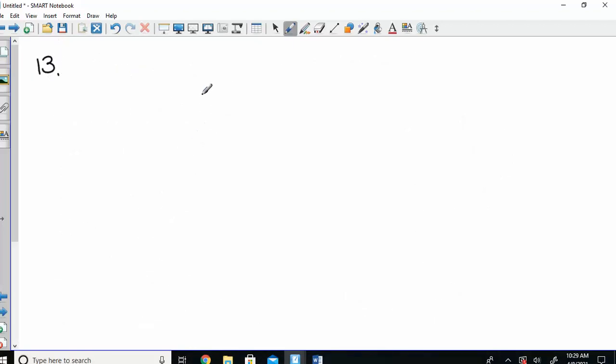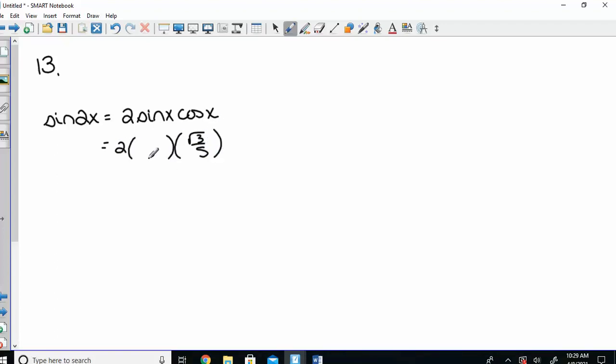So, we want sine and cosine of 2x. Sine 2x, looking at your formula, there's only one. That's 2 sine x cosine x. In the problem, I gave you cosine x. We don't know sine x, so how am I going to get it? Triangle.